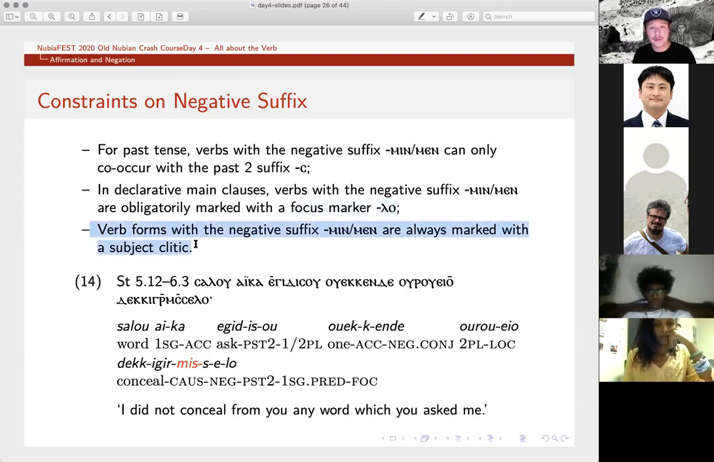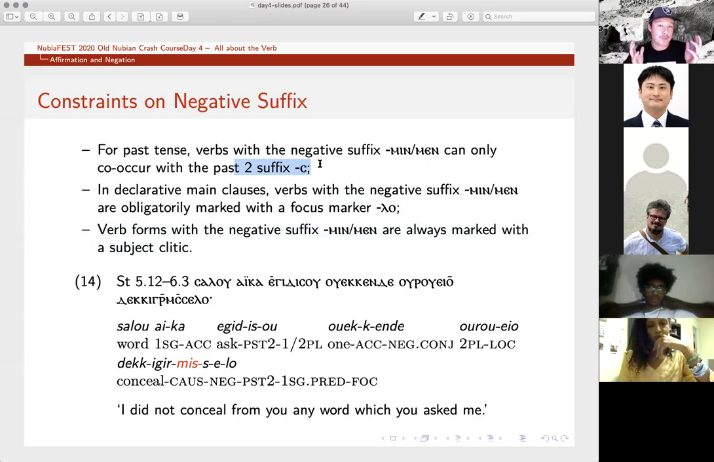Moreover, there seems to be also a correlation between the presence of a negation, negative suffix, and subject clitic. And this is quite interesting because there's also a correlation between the presence of a past two and a subject clitic. So there seems to be this little triangle of past two, negative, and subject clitic that like to be around each other, but we don't know why.